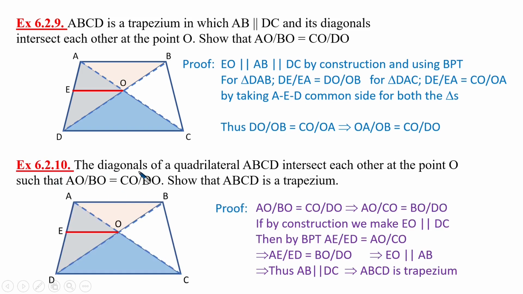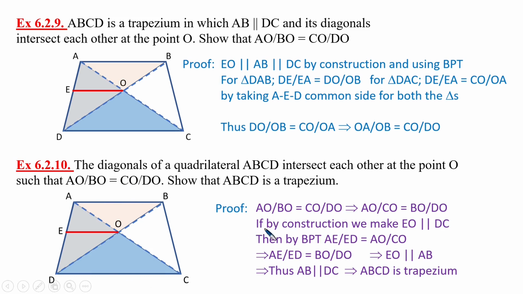Exercise 6.2.3: the diagonals of a quadrilateral ABCD intersect each other at point O such that AO by BO is equal to CO by DO, so that ABCD is a trapezium. Suppose you have a quadrilateral. In a quadrilateral, the opposite sides need not be parallel. But if these ratios hold, then of course this side and this side will be parallel. That is what you have been told to show.